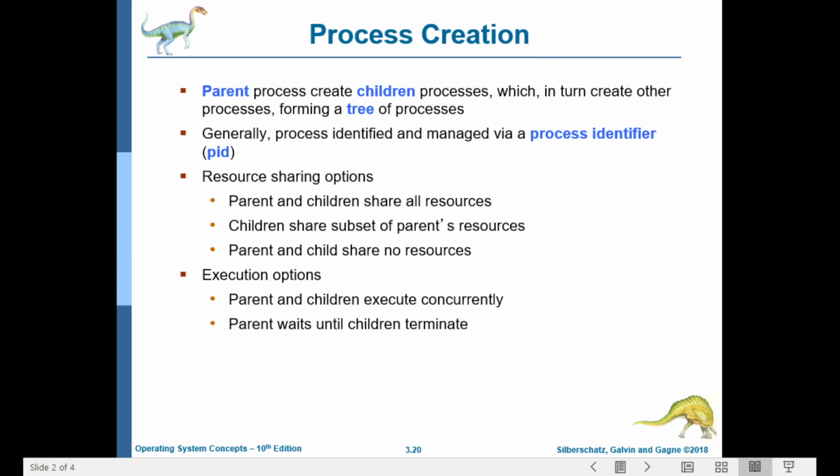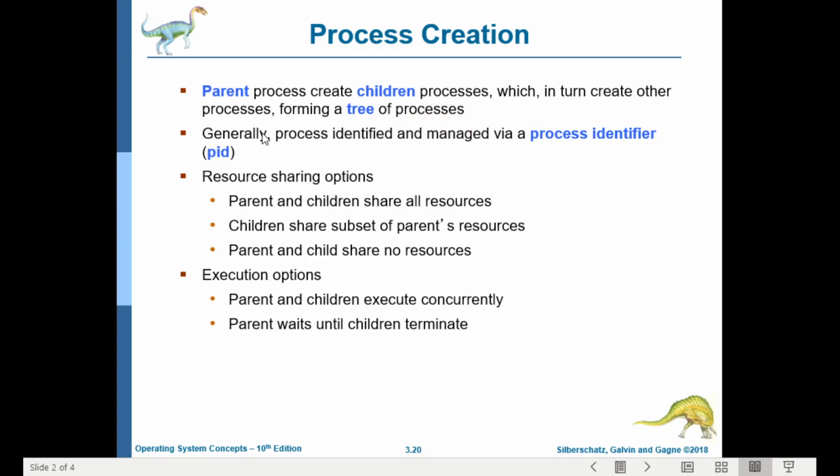A process may create several new processes. The parent process is the process that creates a process. It creates children processes, where children processes here refer to new processes, which in turn create other processes, thus forming a tree of processes.